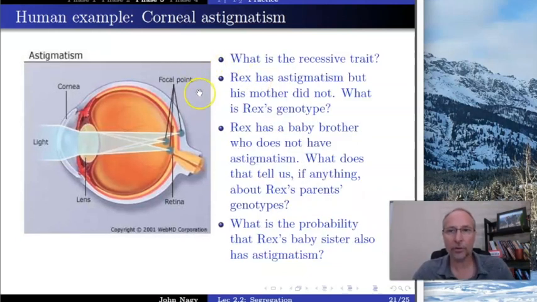Now here's some stuff for you to practice on. I have a series of questions here. The exact same sort of situation, corneal astigmatism. Which of these is the recessive trait? What about this? Suppose this gentleman named Rex has astigmatism, but his mom did not have astigmatism. Is that sufficient information for us to determine what Rex's genotype is? Another question. Suppose Rex has a baby brother who does not have astigmatism. Does that tell us anything about Rex's parents' genotypes? What exactly does it tell us about Rex's parents' genotypes, if anything at all? And what's the probability then that Rex's baby sister would also have astigmatism, given that we know all the rest of this information? Can you answer that question?